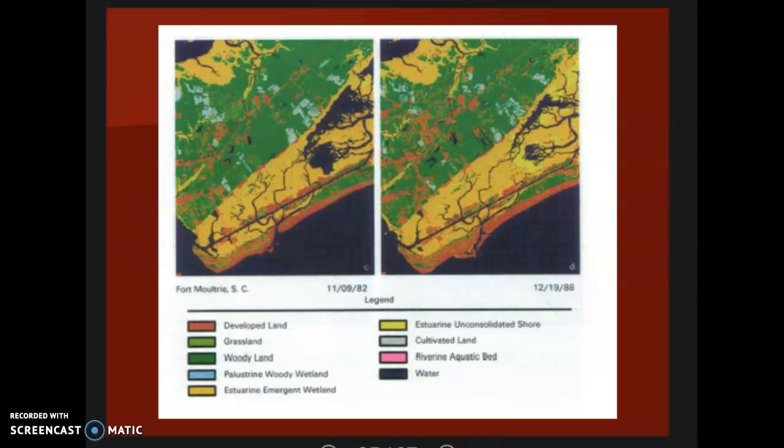Okay, here's another example looking at South Carolina from 1982 to 1988, and some subtle changes are shown and some greater changes are shown.